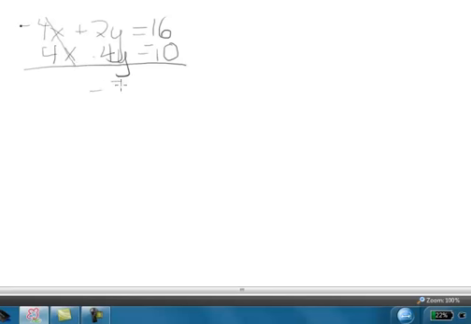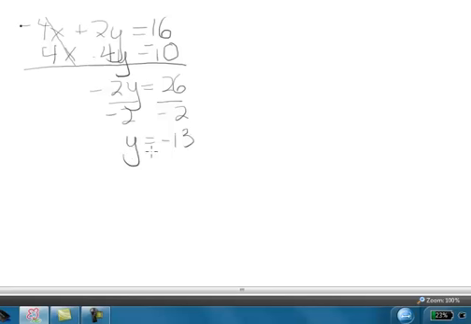And I get negative 2y equals 26. Divide by negative 2, and I get y equals negative 13. That is only half the answer. You need the x portion of the answer also.